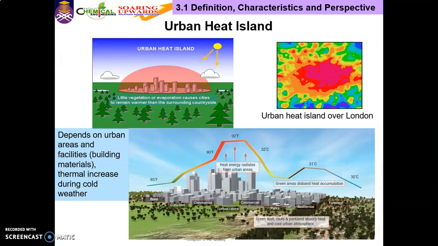And then urban heat island, as we know, dekat urban there are so many industrial activities involved. Okay, so bila ada industri akan involve thermal. Okay, so dia akan menyebabkan urban heat island ataupun global warming.